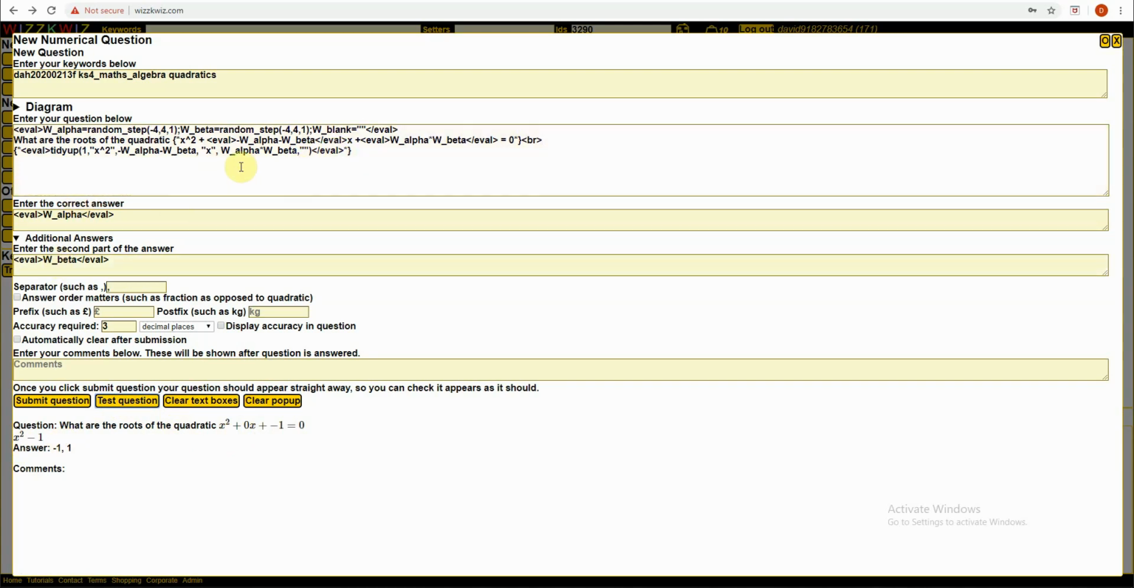Really useful function. Now we want to put up the equals 0. Okay, so we're going to have to put that outside the eval, because we don't want that evaluating. We just want it to be written as equals 0. Okay, and now we can take that out, because we no longer want that in there. Okay, so now we've got a question that looks nice.